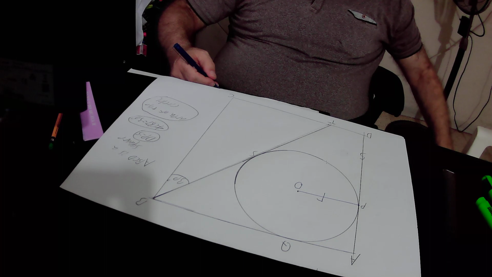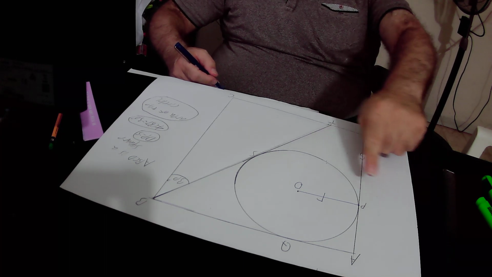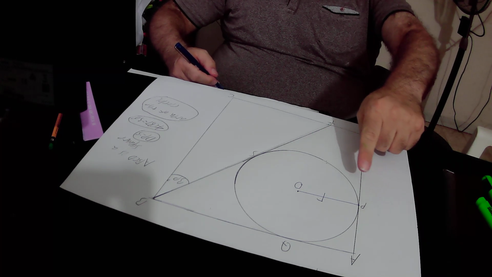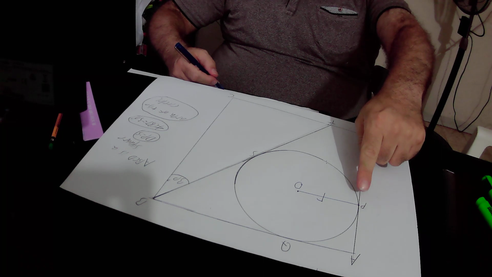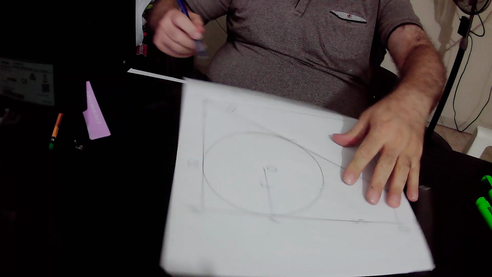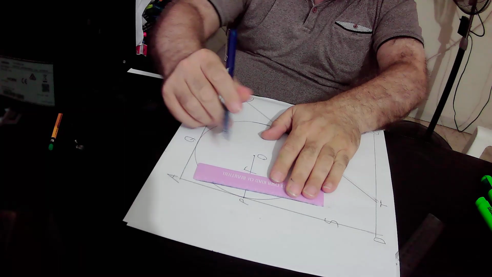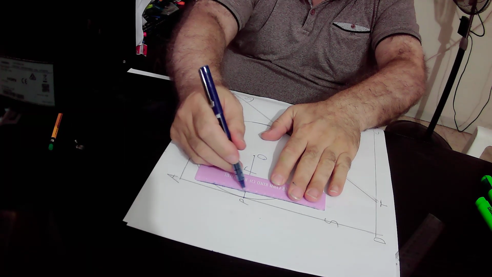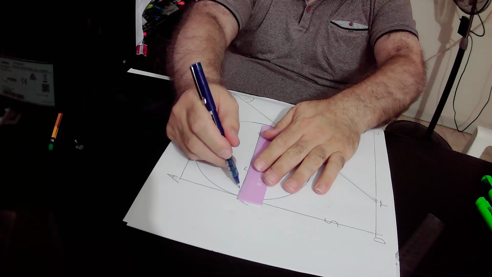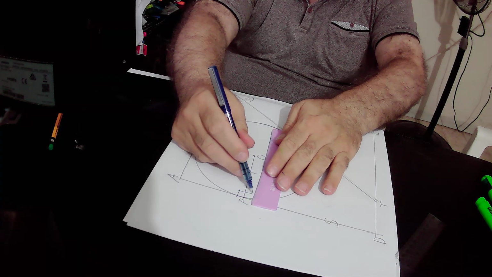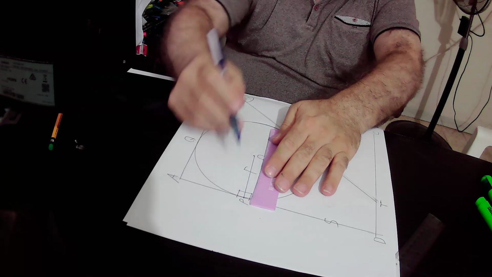So here we have the radius OP that is drawn to the point of tangency. Therefore, according to rule number 1, this angle will be equal to 90 degrees. And this angle is also equal to 90 degrees.